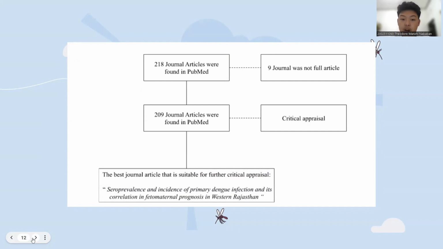From 209 journal articles we found on PubMed, after our critical appraisal, we found the best journal article that is suitable for our further critical appraisal. It is named Seroprevalence and Incidence of Primary Dengue Infections and its correlations in Fetomaternal Prognosis in Western Rajasthan.